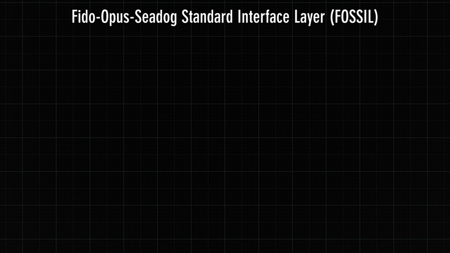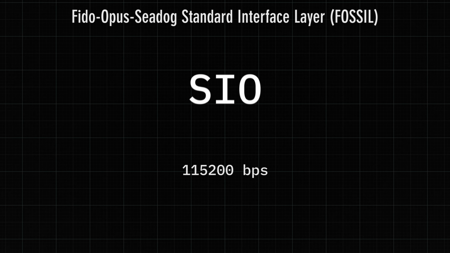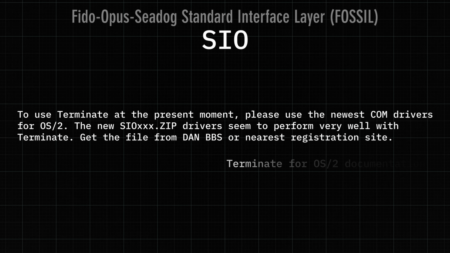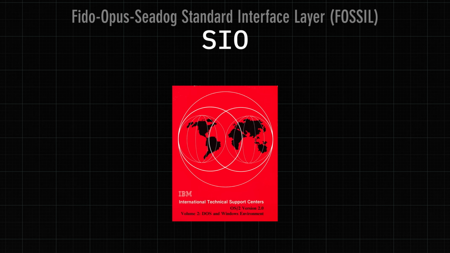He developed an OS2 serial driver with Fossil support called SIO that supported bit rates up to 115.2K. It became the preferred serial driver for many OS2 users, and was even recommended by IBM's own support, as some DOS and Windows applications that didn't work with IBM's built-in driver would work with SIO.